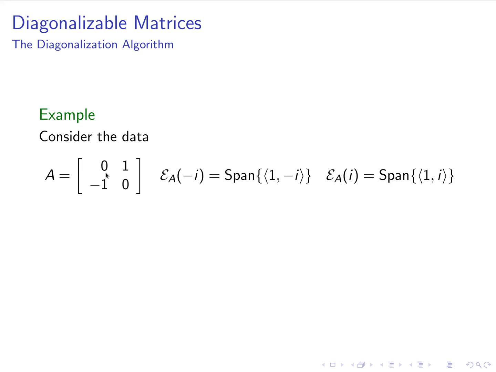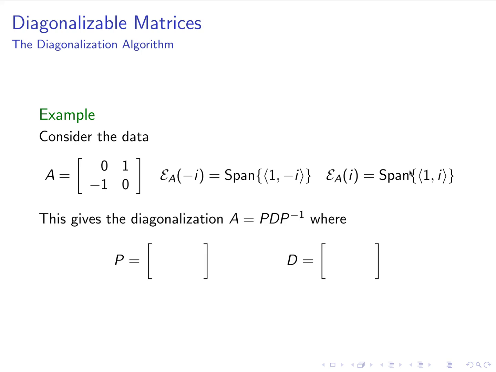Well, here we have a 2x2 matrix with two eigenvalues, and the geometric multiplicities sum to 2. So this matrix is certainly diagonalizable, and we can produce a diagonalization, A equals P times D times P inverse, by looping through the eigenvalues, inserting our bases for the eigenspaces into the columns of P, and then inserting the eigenvalues into the diagonal of D the appropriate number of times.